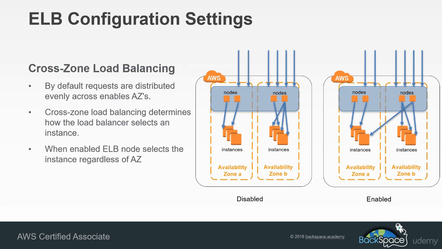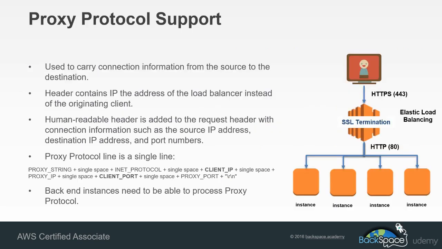So cross-zone load balancing is definitely something to consider in your configuration settings. Another thing to consider is proxy protocol. That is quite important with modern web applications, and it's also something that you should implement when you're using SSL termination on your elastic load balancer.